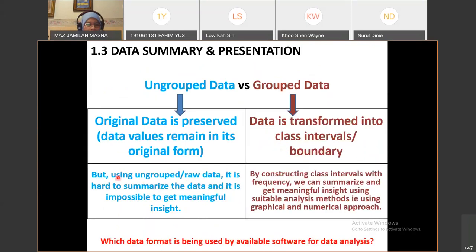Now, using ungrouped or raw data, it is hard to summarize the data and it is impossible to get meaningful insight.